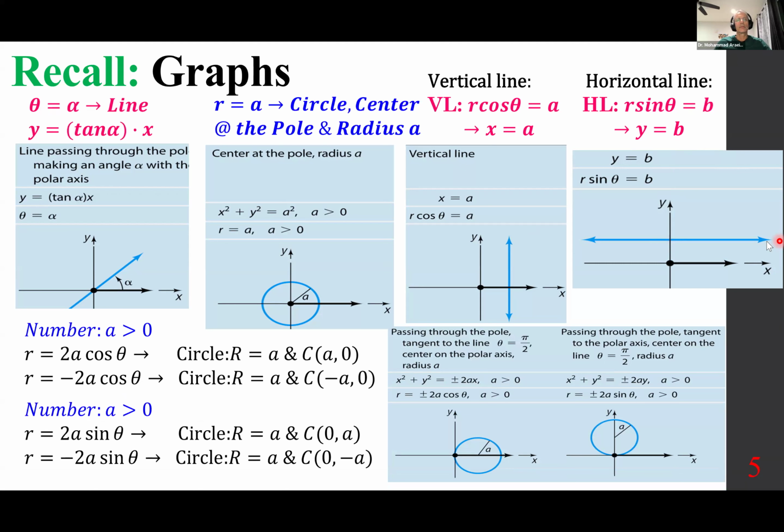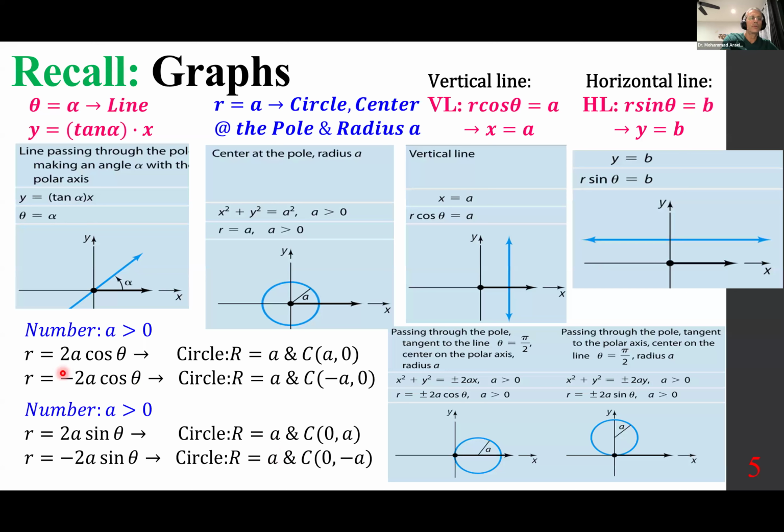Now, if we have r equals 2a cosine theta or minus 2a cosine theta, or 2a sine theta or minus 2a sine theta, it makes no difference. All of them represent the circle with the radius being a. It's just the location of the center that makes a difference.